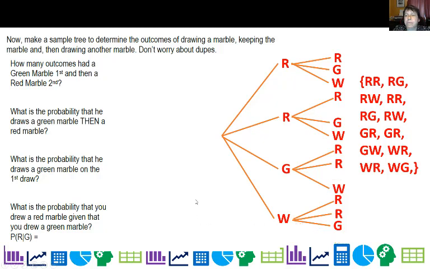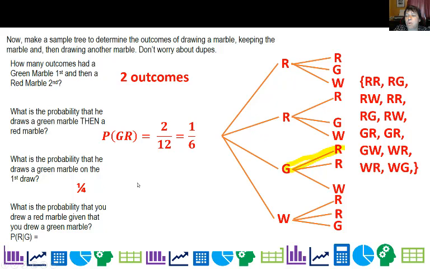So how many outcomes had a green marble first and then a red marble second? It's 2 outcomes still. So this time we have 2 out of 12 instead of 2 out of 16. And you can see here are the 12 outcomes from the sample space. That's 1/6. Now let's go back and look at the probability of drawing a green marble on the first draw. That's not different. That's 1/4.